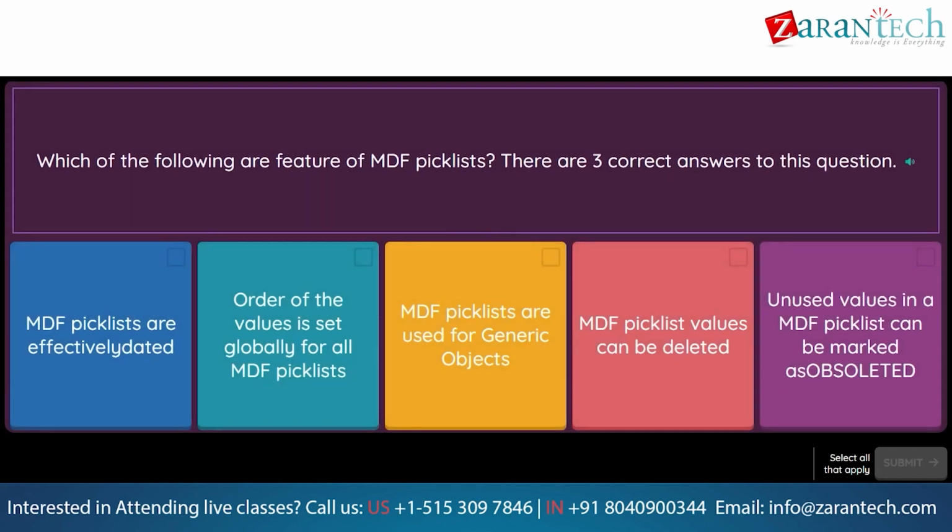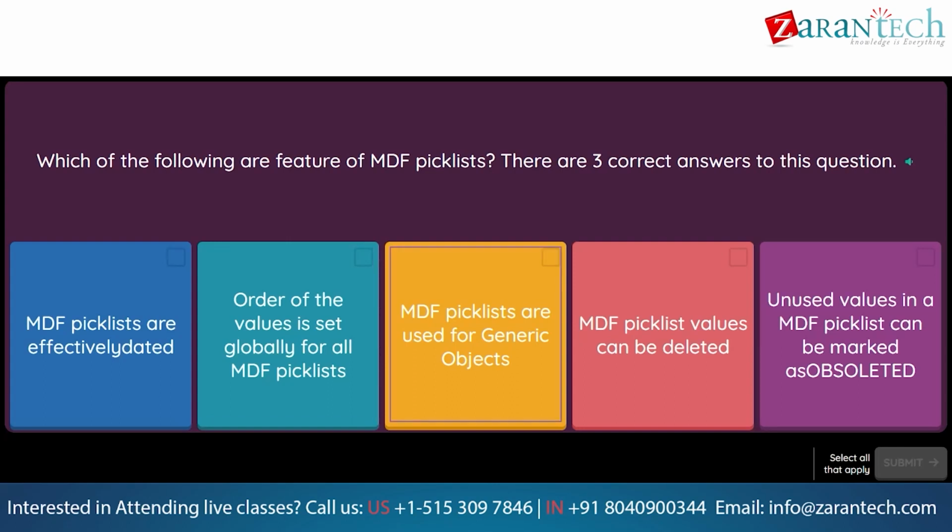Question: which of the following are features of MDF pick lists? There are 3 correct answers to this question. Option 1, MDF pick lists are effective dated. Option 2, order of the values is set globally for all MDF pick lists. Option 3, MDF pick lists are used for generic objects. Option 4, MDF pick list values can be deleted. Option 5, unused values in an MDF pick list can be marked as obsolete.